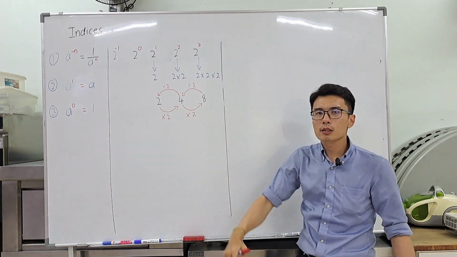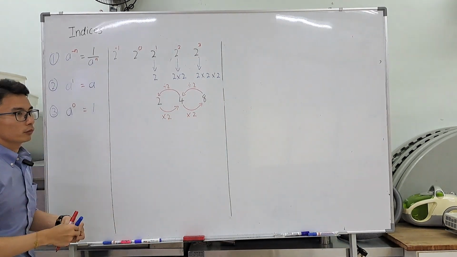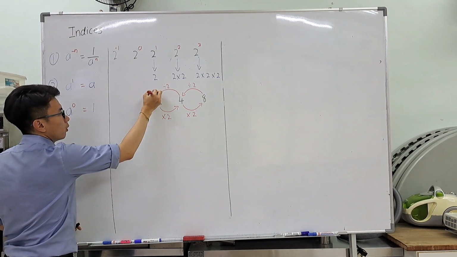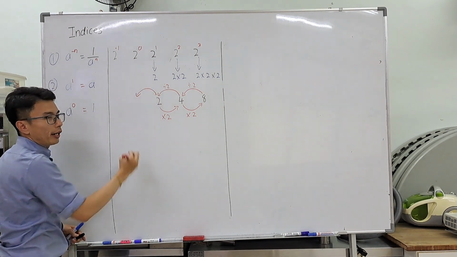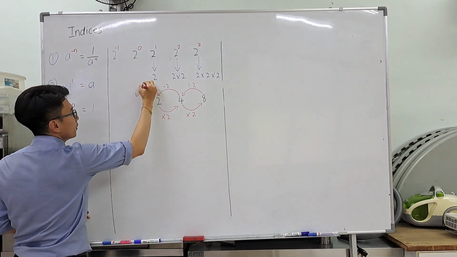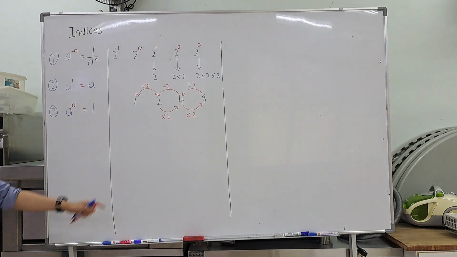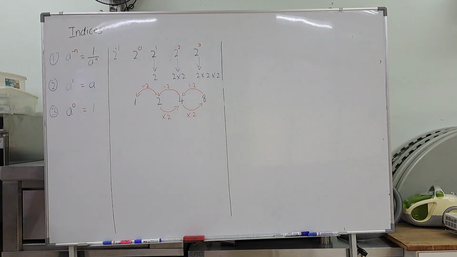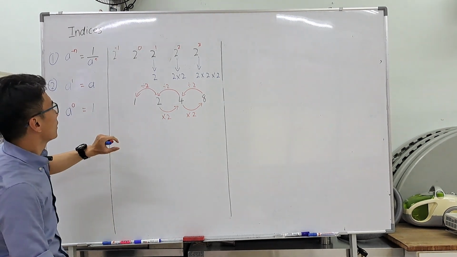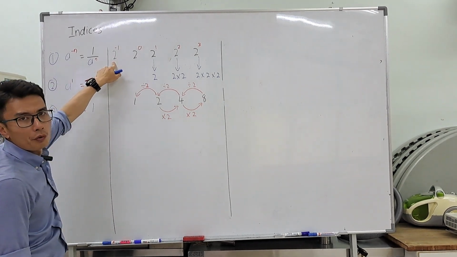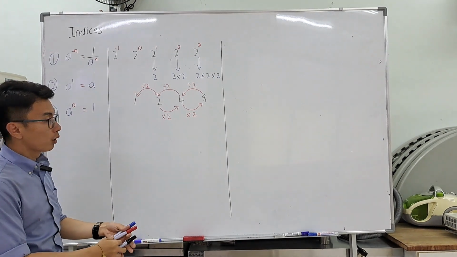Now, if this pattern is true, when I take this number 2 and I divide it by 2, I should get 1. Can you see? Now, hold on a minute. It seems like a coincidence, right? Now, let's see what happens to check whether this proof really works or not.